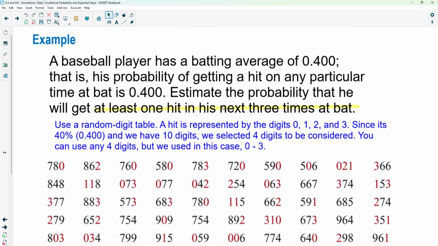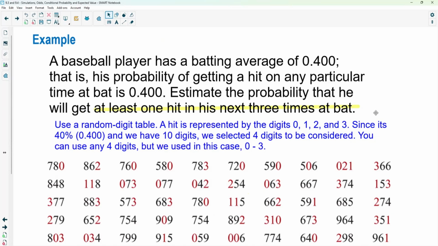This is the other activity. This is problem 4 for that simulation classwork activity. It says a baseball player has a batting average of 0.400. That is, his probability of getting a hit on any particular time at bat is 0.4. Estimate the probability that he will get at least one hit in his next 3 times at bat.